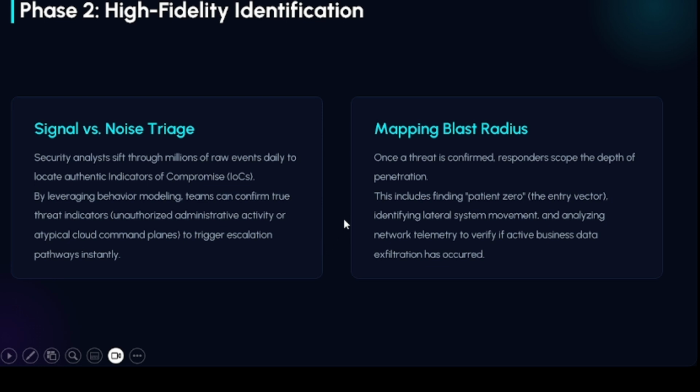Then you have identification, and this says high fidelity identification. Look back at my prior video on events versus incidents, and how to make a distinction between them is important here. That's your signal versus noise triage. But you need to know what indicators of compromise are, which ones may affect your network. Many companies, even in the 21st century, aren't using threat intelligence, which is sad because it could really help protect your network. And it also helps you map out the blast radius.